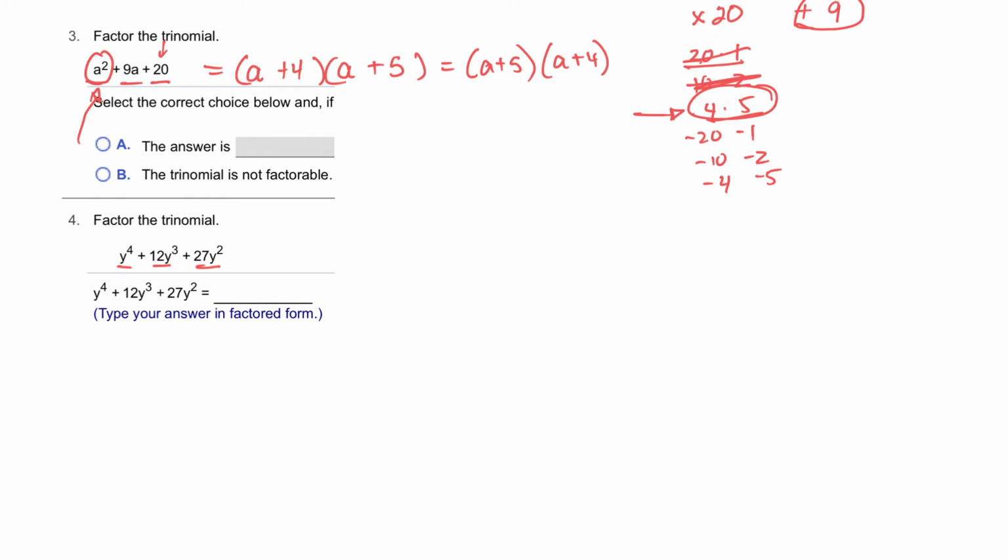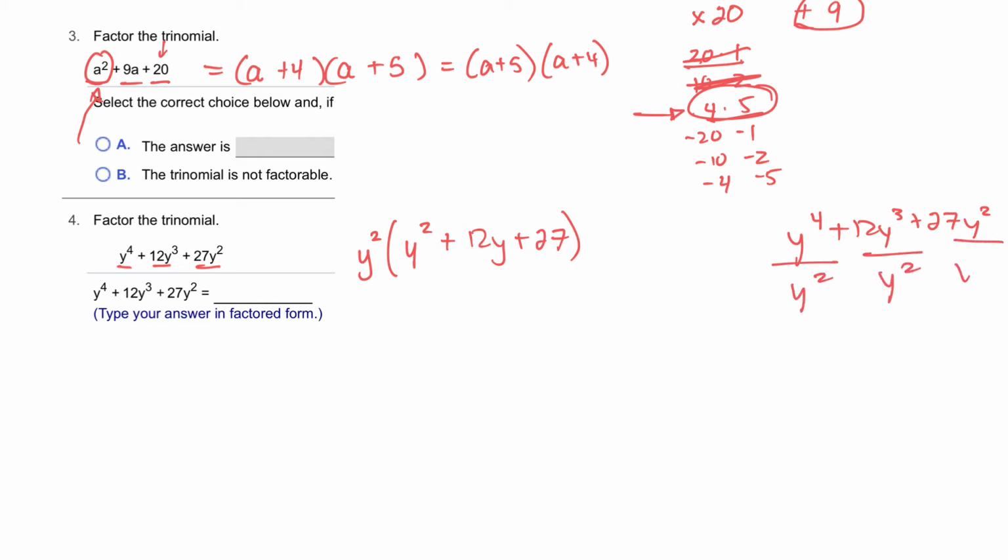Looks like there's a y squared in all terms. So I'm going to take a y squared out. That'll leave me with y squared plus 12y plus 27. Again, if you needed to, over on the side here, go y to the 4th plus 12y cubed plus 27y squared, and divide each term by y squared. That's what we're doing when we're taking out a common factor. Here, 4 take away 2 gives me the squared. 3 take away 2 gives me just that plain y. And then here, the y squareds cancel, leaving me with just that 27.